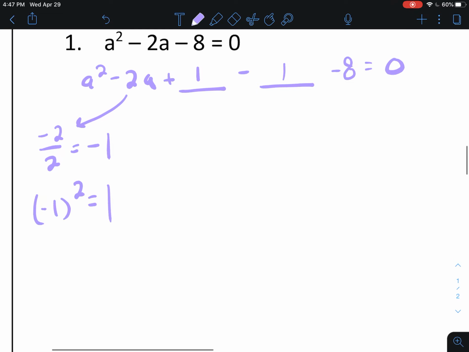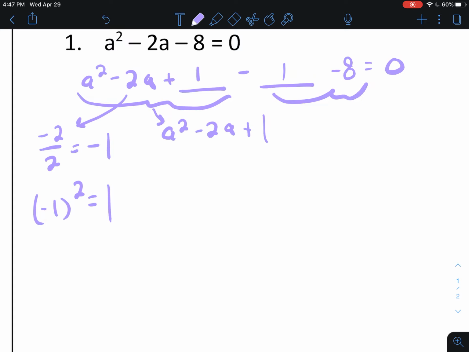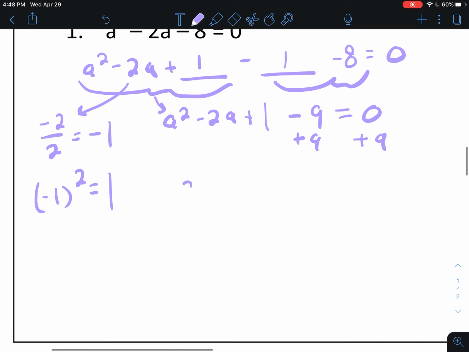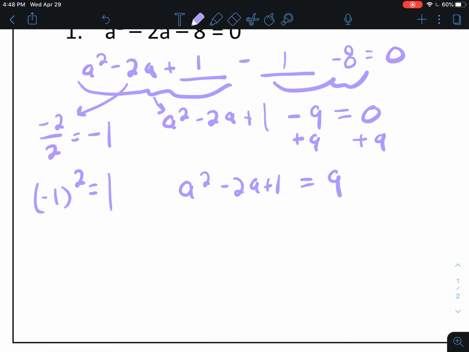Second step is to simplify what we have here. So we have a squared minus 2a plus 1. So that's all of this part. Gets put right here. And then this part, the second part, is just going to go on the end by itself. So minus 9 is equal to 0. What I like to do, I like to add the 9 to the other side. That's going to give us a squared minus 2a plus 1 is equal to 9.